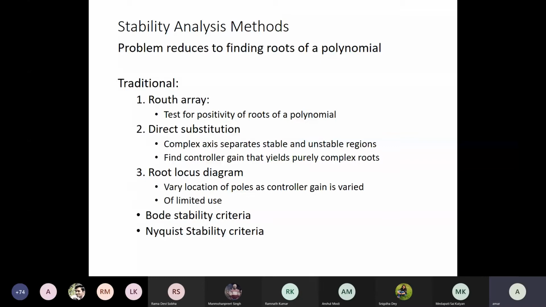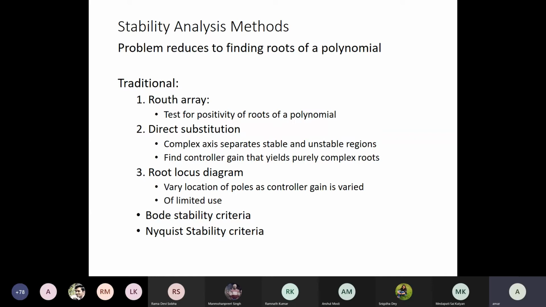And to discuss that, we should also know what frequency response is, because these two stability criteria fall in the frequency response domain, whereas the other three fall in the transfer function domain, or s domain. This is in the omega domain, or frequency response domain. So we should know what we mean by frequency response analysis. Then we'll learn what the Bode stability criteria and the Nyquist stability criteria are.